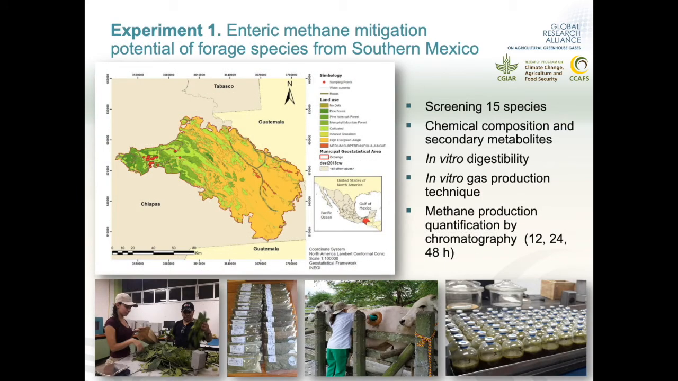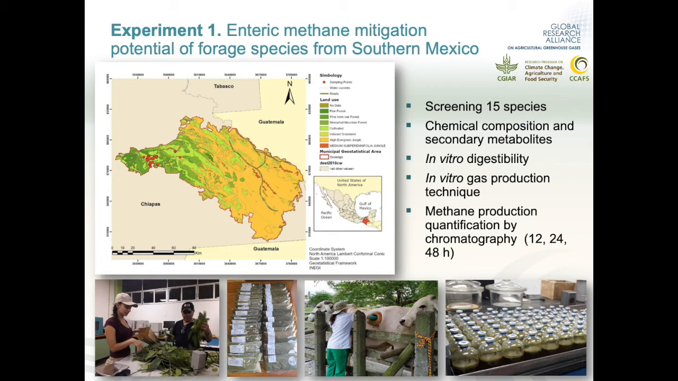In the first experiment, enteric methane mitigation potential of forage species from southern Mexico was evaluated. The samples were taken in the municipality of Ocosingo Valley that covers the largest region of the Lacandon rainforest. The species used for the study were selected based on local knowledge and cultural importance for livestock producers. A total of 15 species were collected.